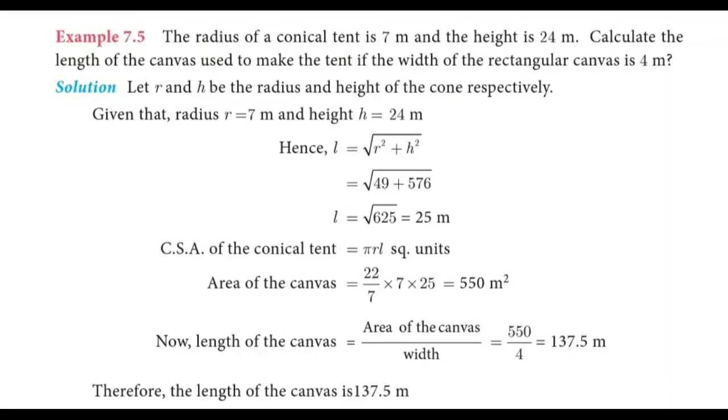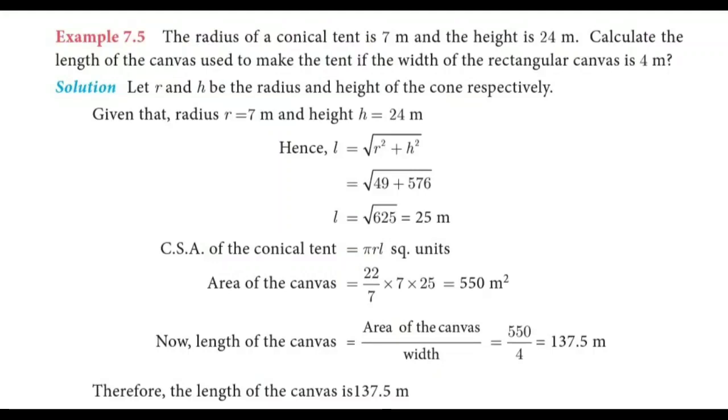Example 7.5. The radius of a conical tent is 7 meter and the height is 24 meter. Calculate the length of the canvas used to make the tent if the width of the rectangular canvas is 4 meter. First we find the CSA of the conical tent. After that we find the length of the canvas.